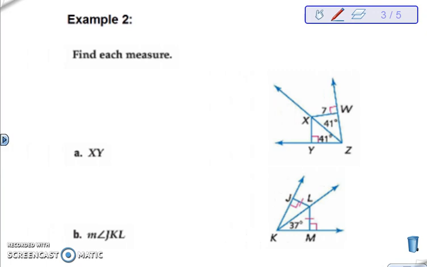Alright, so we look at the picture. We are looking for XY. So here's XY. I notice I've got my right angles. I notice my angles are the same, so the big angle WZY was cut in half. Therefore, the small segments must match, so XY has to equal 7.